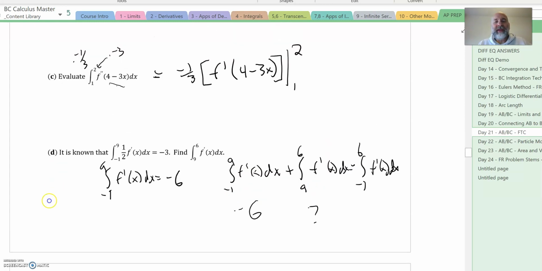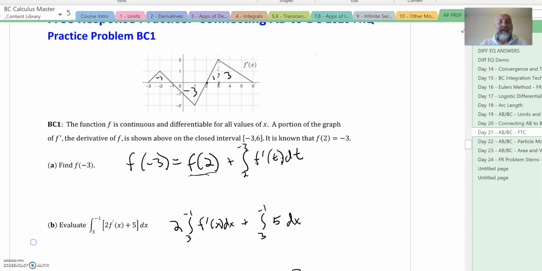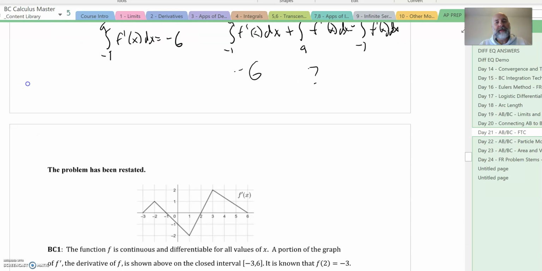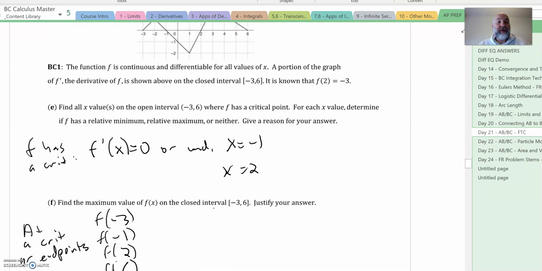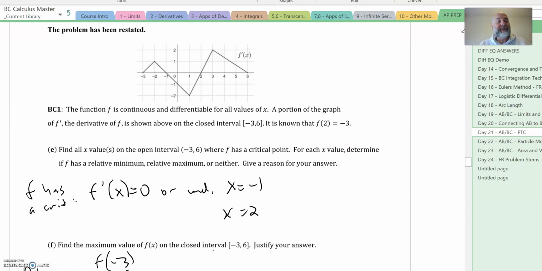And so the integral from -1 to 6, I can just go up and use areas to figure out what the integral from -1 to 6 is. Okay, now we're getting to some stuff that wasn't asked in class.